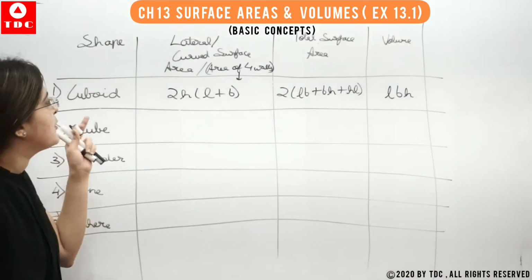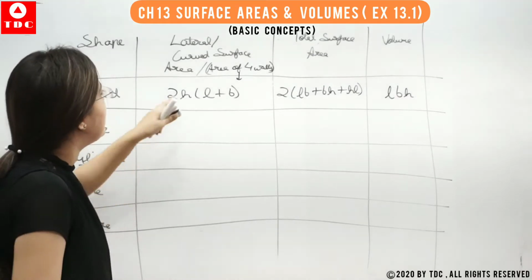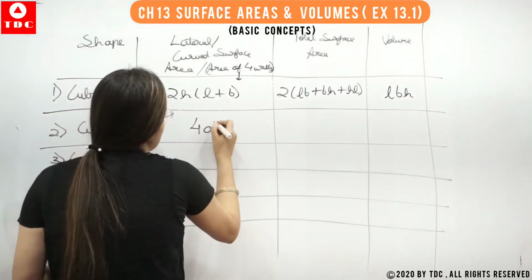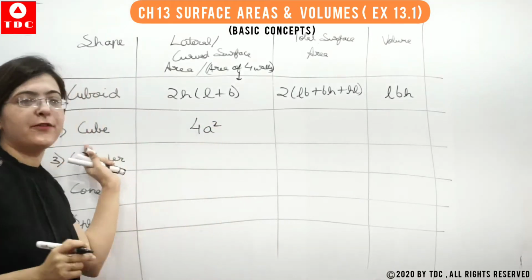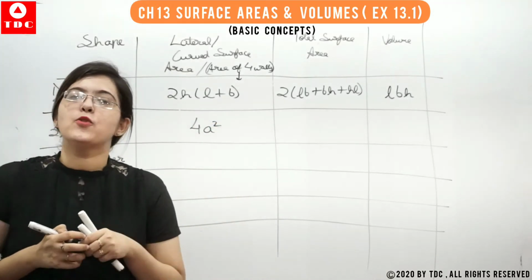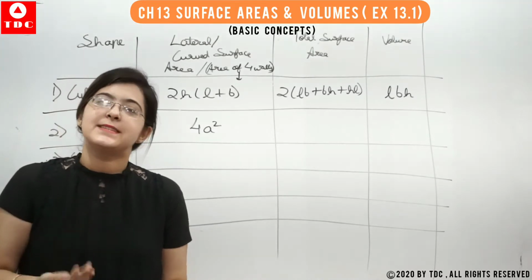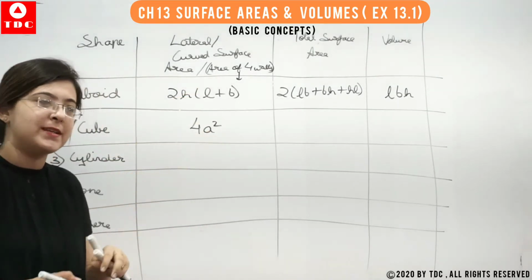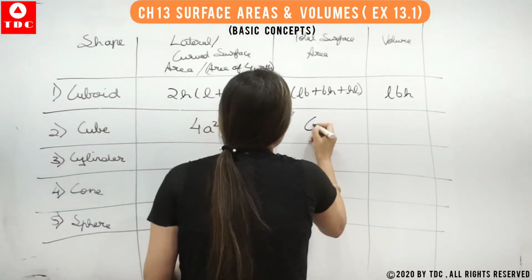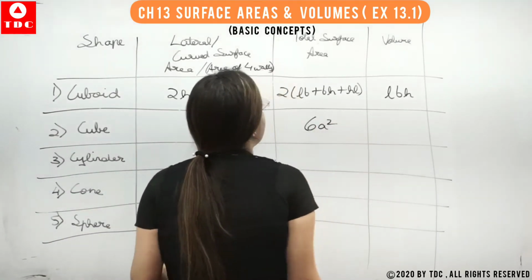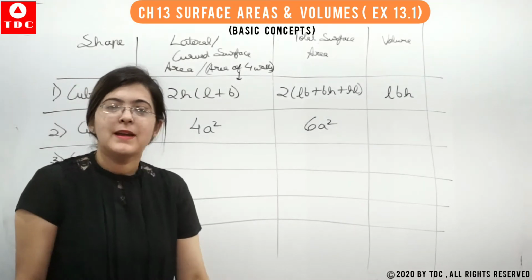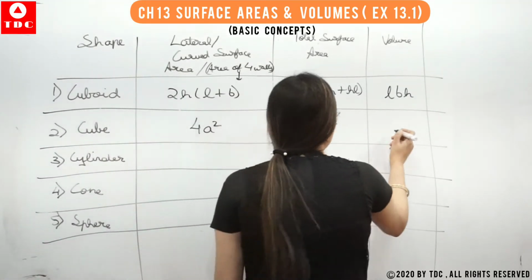Then if we come to cube, what will be curved surface area of cube? It will be 4a². a is the side of the cube. You know that cube has all the sides same. So we will find the curved surface area by 4a². To find the total surface area, we will use the formula 6a². And to find the volume, it is a cube, a³.